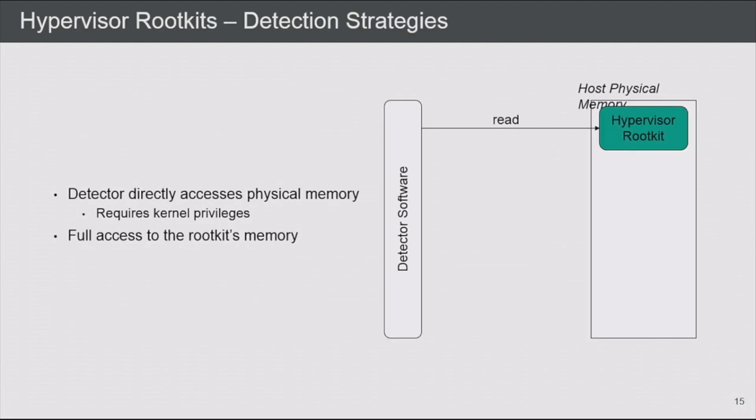So for detection of these rootkits, let's first assume we have detector software which is running in kernel mode and has therefore direct and full access to the physical memory, which of course requires kernel privileges. And of course, it could then directly access the hypervisor's code and acquire its contents.